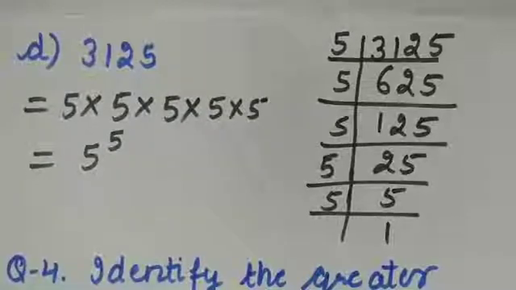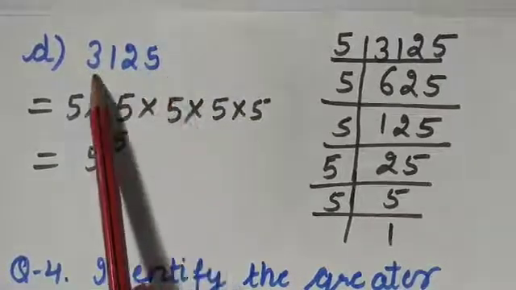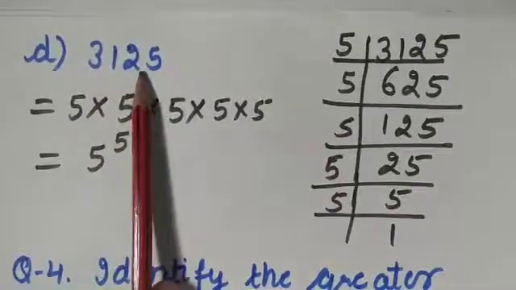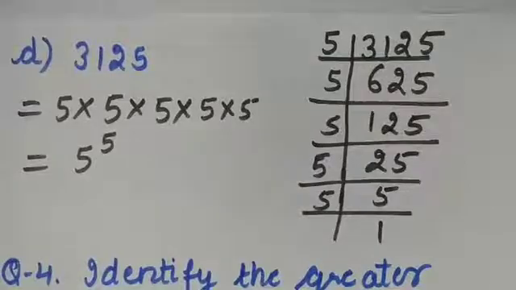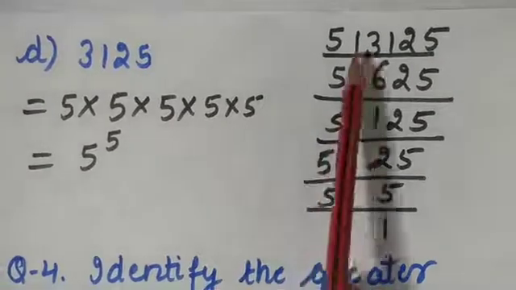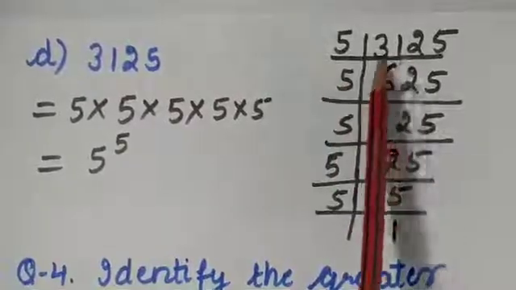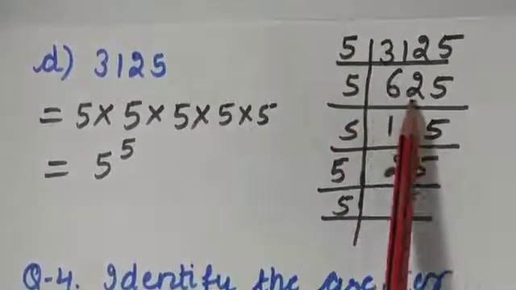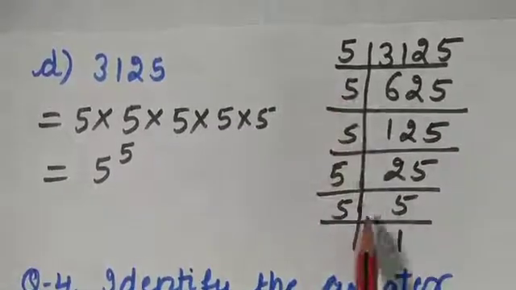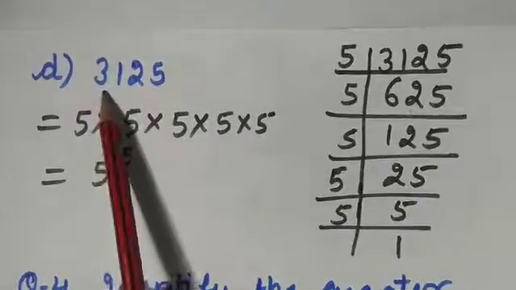Here I am taking part D, 3125. For representing any number in exponential form, we have to take the prime factorization of that number. So its prime factorization is here. This number is divided by 5, so it will be 625. So this is the prime factorization. Hope you knew this.